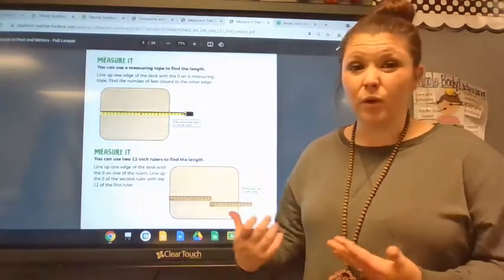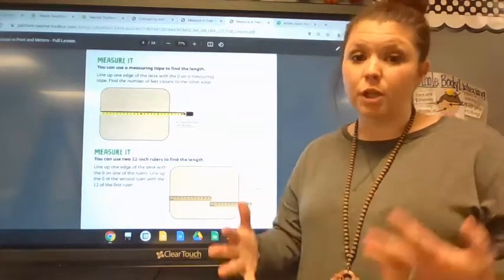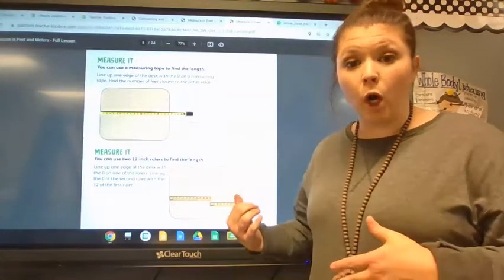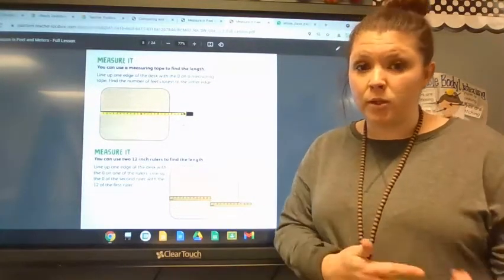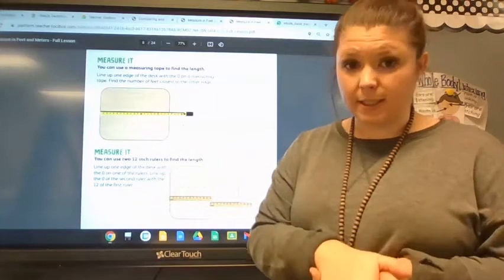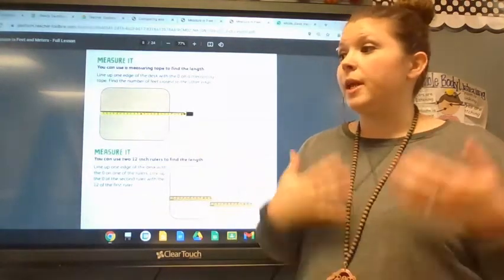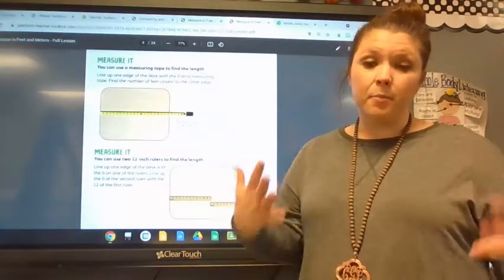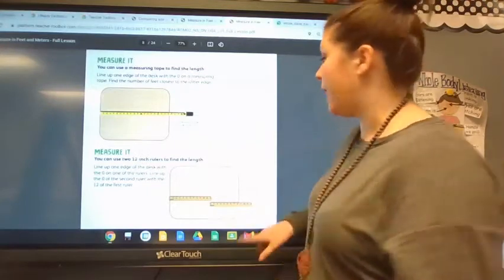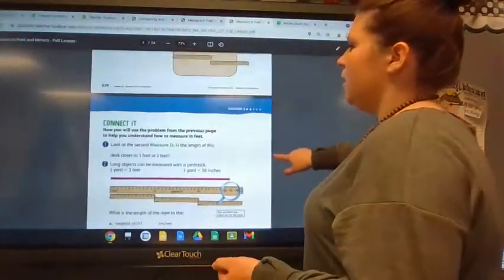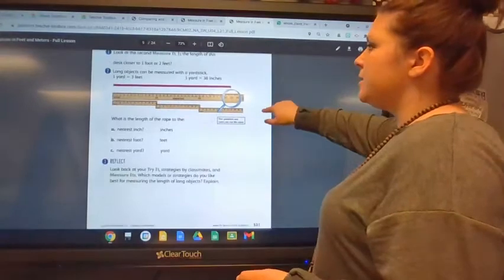Now here, a ruler would not be an appropriate tool to use to measure a desk. It worked, but there are other appropriate tools, and that goes back to our success criteria, being able to determine or choose the best measuring tool for the object that you have, okay? All right, so now it's wanting us to just think.